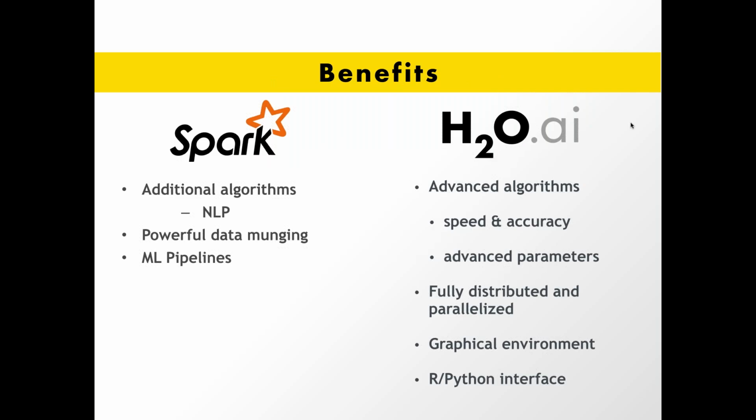What are the benefits of Sparkling Water? There are lots of benefits on the side of Spark and on the side of H2O as well. Spark gives us additional algorithms which we don't have at the moment, for example, natural language processing. We are also catching up, but Spark is a bit more advanced in data munging. So if you want to clean the data, store the data, Spark can do that. Spark offers more advanced functions at this point, but we are catching up in H2O.